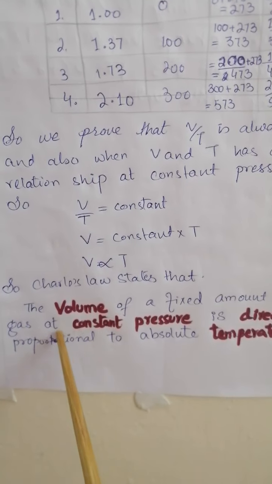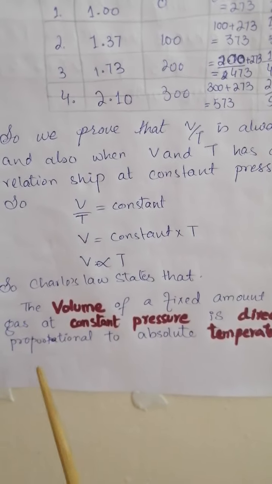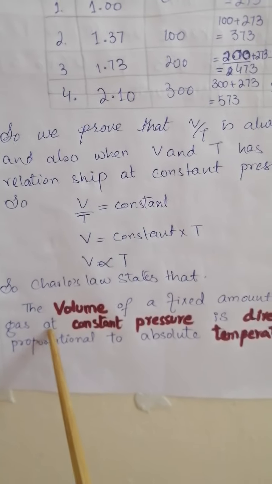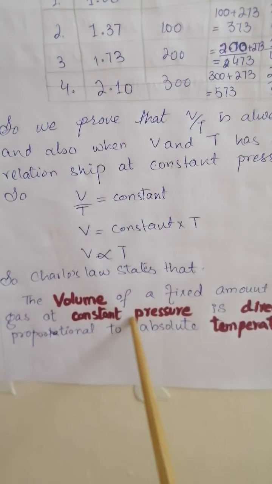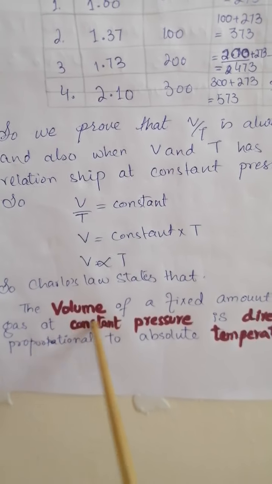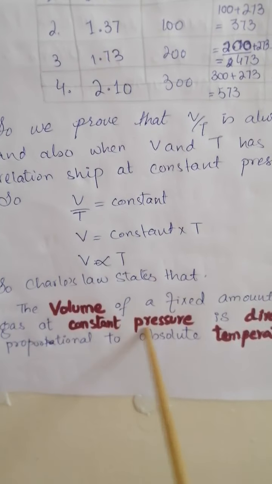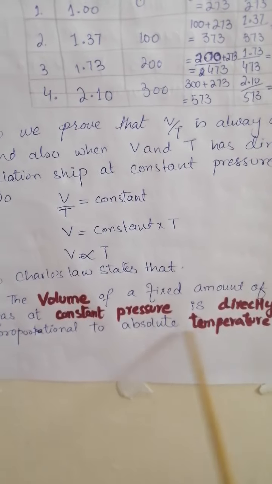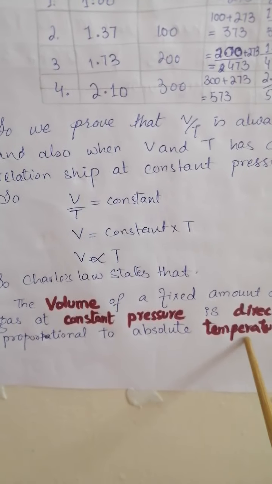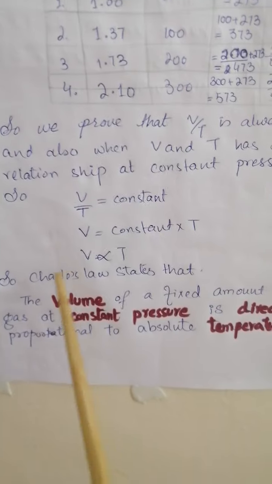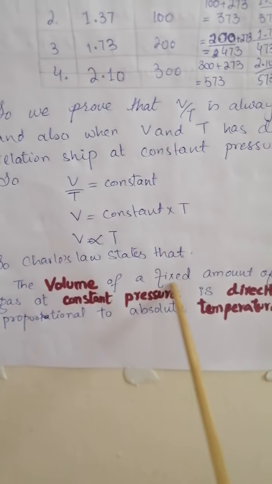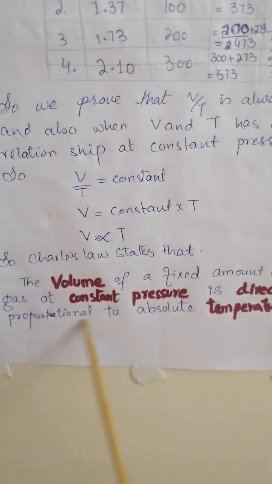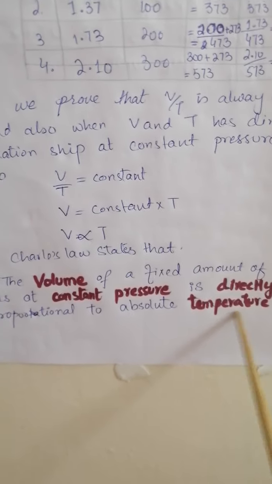Fixed amount of a gas means a specific amount of a gas which is present in a container. And what is the condition? The condition should be that the volume is at constant pressure, is directly proportional to the absolute temperature. Absolute temperature means Kelvin temperature. So again, the volume of a fixed amount of a gas at constant pressure is directly proportional to the absolute temperature.